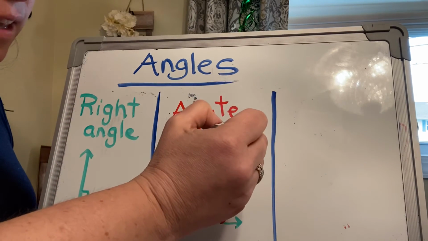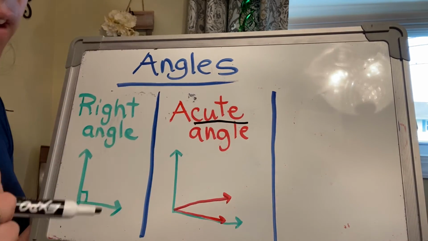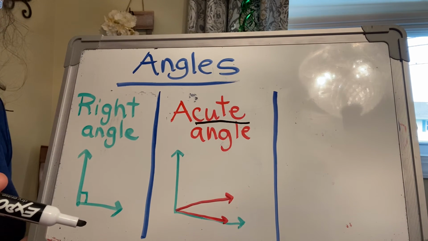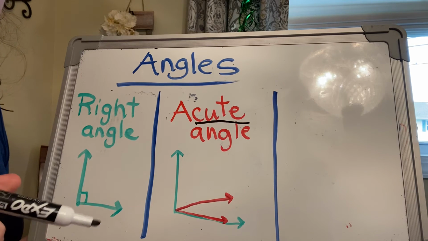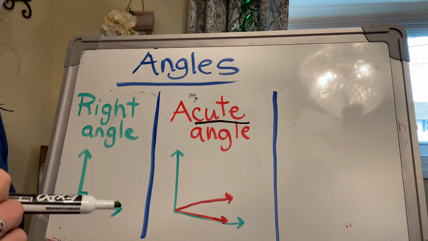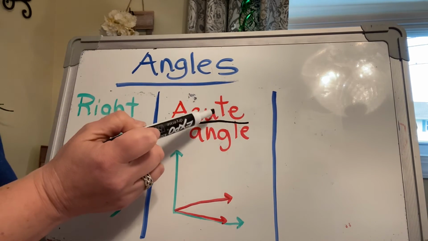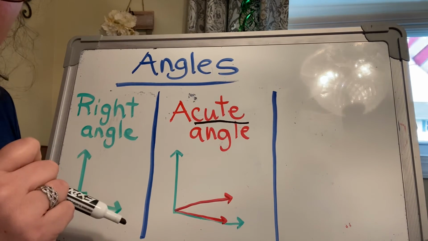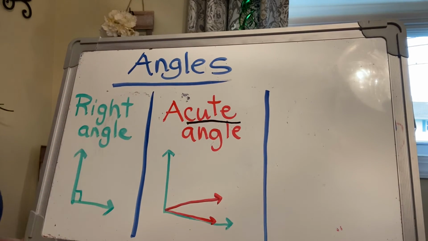I always like to think the word cute is in there, and we always call babies cute or puppies cute, and they're small, right? They're smaller than the adult dog or an adult human. So that cute will help you remember that that cute little angle will fit inside of a right angle.